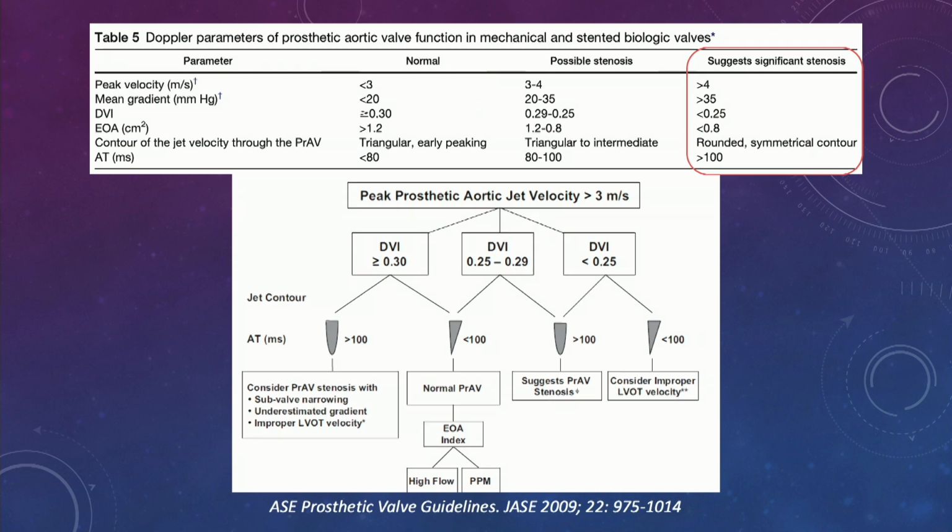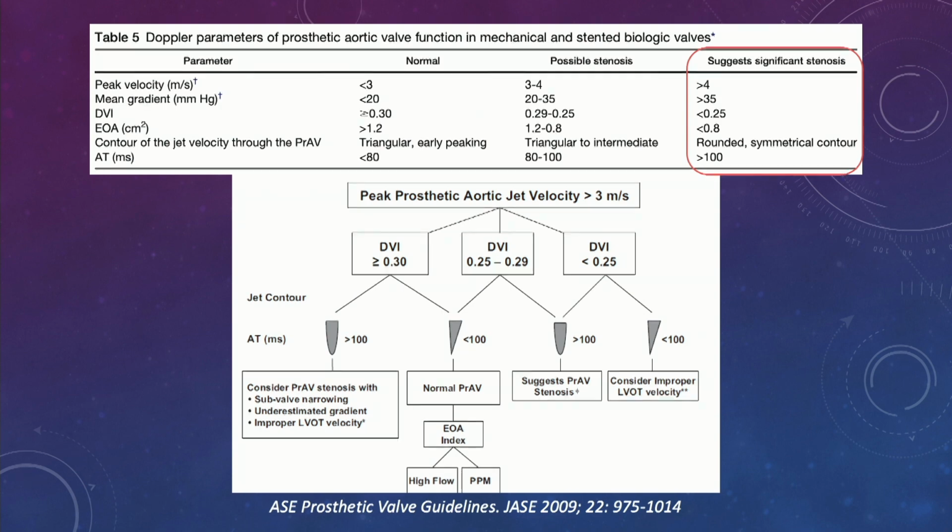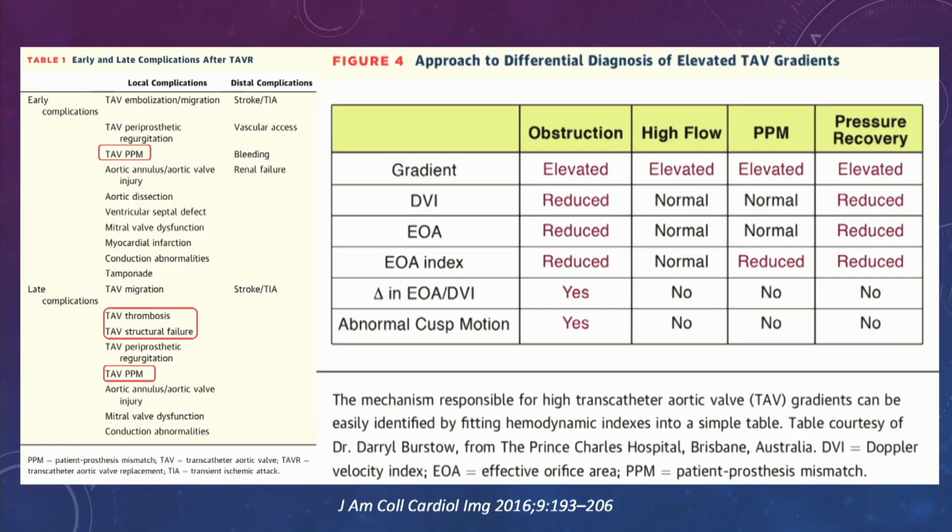So having gone through all the Doppler parameters that we need to get an idea about the hemodynamics, this is a simplified algorithm from 2009, actually. We have some updates later on. If we have a peak velocity that's more than 3 meters per second, we look at the DVI. If the DVI is less than 0.3 or 0.25, then we look at the acceleration time. If the acceleration time is more than 100 milliseconds, that probably suggests that this patient has significant stenosis.